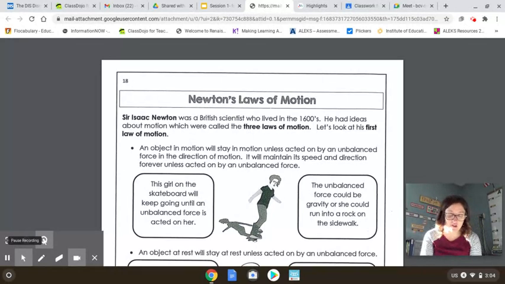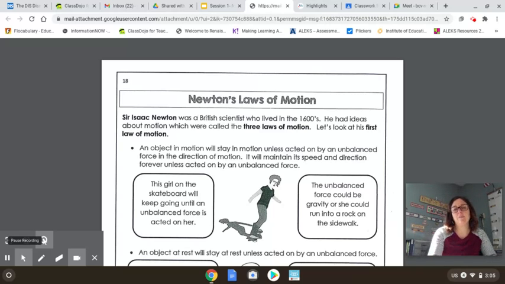His very first law of motion says that an object in motion will stay in motion unless acted on by an unbalanced force in the direction of motion. It will maintain its speed and direction forever unless acted upon by an unbalanced force. Well, that is a lot of words and a very fancy way to say that something is going to keep moving until something makes it stop. Or the opposite could be said: something's not going to move unless something makes it.